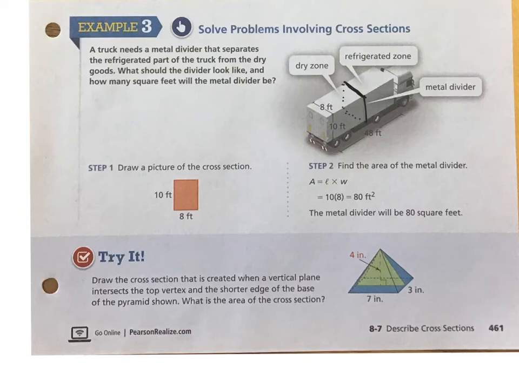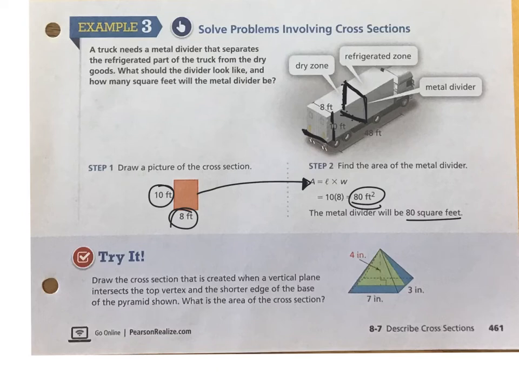Okay, and inside the truck, we have that metal divider splitting that truck into 2 parts. The distance across the bottom of that metal divider will be the same as the distance across the bottom of the truck, which is 8 feet. The height of that metal divider will be the same as the height of the truck, which is 10 feet. So to find the area of that metal divider, we would multiply the length times the width. So the metal divider will have an area of 80 square feet.